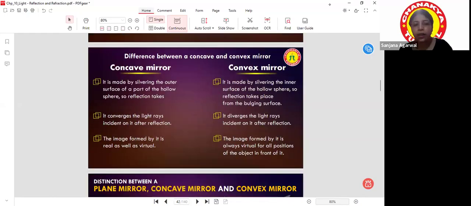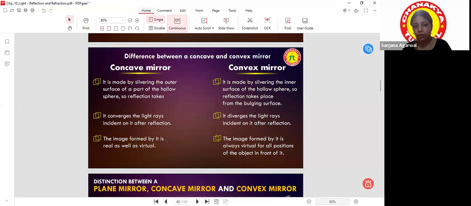Children, let us summarize. What is the difference between a concave and convex mirror? A concave mirror has the silvered or painted part on the outward curved side, so the inward curved surface is reflecting, whereas in a convex mirror the outward, bulging surface is reflecting. A concave mirror converges the light rays incident on it after reflection, and a convex mirror diverges the light rays.